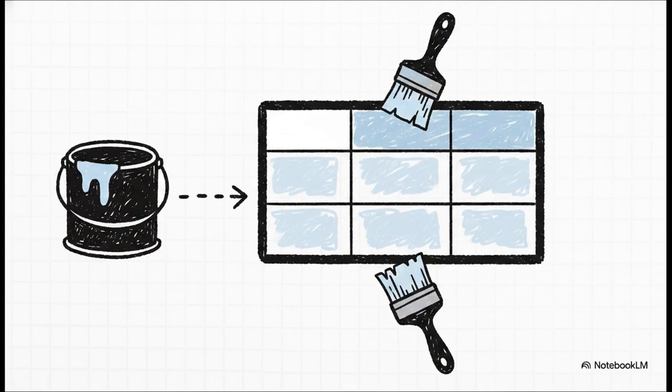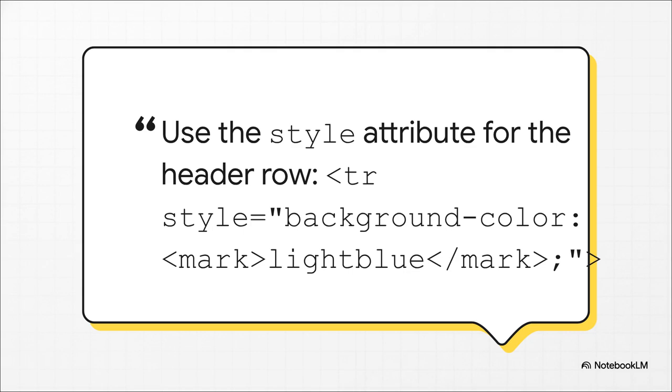We'll start by making the whole table background black. Then, to make that header really stand out, we'll color that row light blue. And finally, we'll give the data row its own unique, slightly different color, which will create a really clear visual separation. The key to all of this is the style attribute. We just add it right into a tag, and inside the quotes, we write our CSS. So for our header row, we'll find its TR tag and add style equals background color light blue.